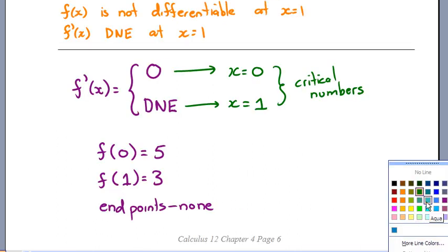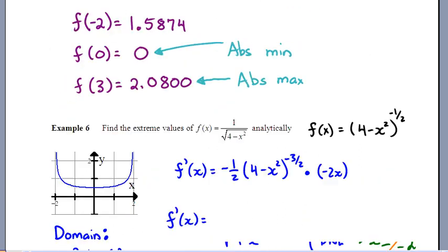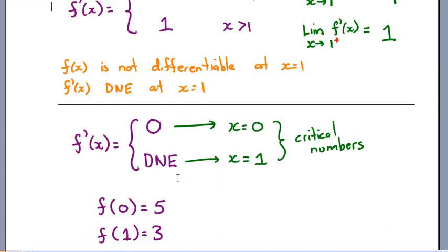That's okay. The fact that there are no endpoints means that the really big y value rule, this extreme value theorem, doesn't even apply because this is a nice open interval. But looking at the graph and kind of looking at where we're going to go later on, what we can do is say that this spot here with y equals 5 is actually a local, or if you wish, a relative maximum. And this one with y equals 3, that's a local min.